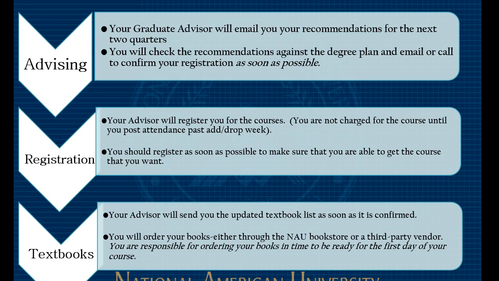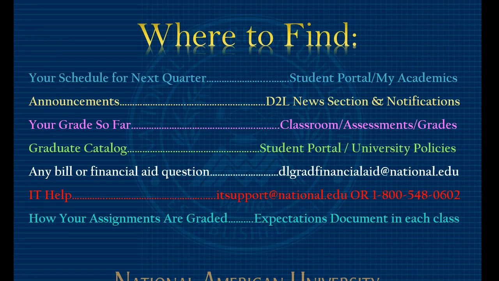There's a list here of quick references for where to find some things that you'll probably need in the first couple of quarters. You can find your schedule for next quarter anytime on the student portal. When you log into D2L, you'll have a little notification button at the top right hand corner that has the notifications from either the grad staff or central NAU administration or your instructor. And then always check the news section in D2L for announcements or updates from your instructor.